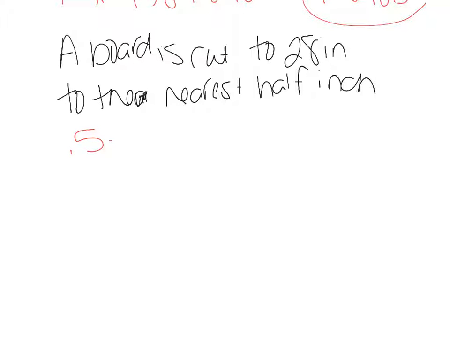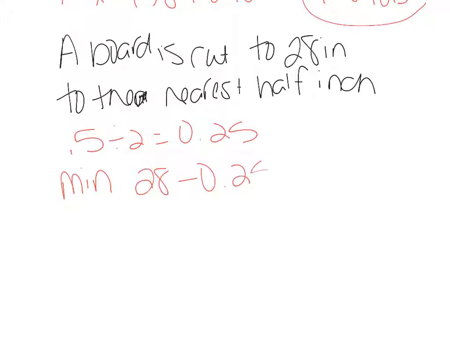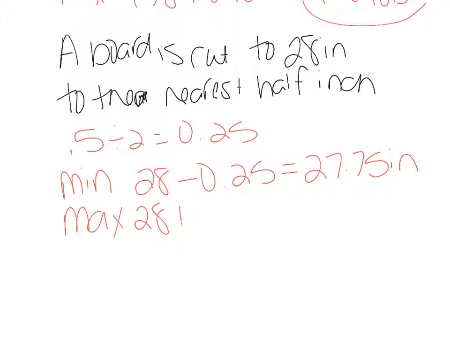So if you take ½ an inch and divide it by 2, you're going to end up with 0.25. So that means that you could take that 28 inches and it could be a quarter inch short, or it could be a quarter inch long. So to find the minimum measurement, you're going to take your goal, which is 28 inches, and you're going to subtract that 0.25 inch, which is going to give you 27.75 inches. Okay, so that's going to be your minimum. And do the same thing with your maximum, except, well, it could be 28 inches plus that 0.25, which is going to end up giving you 28.25 inches.